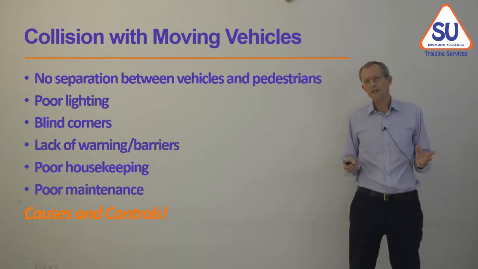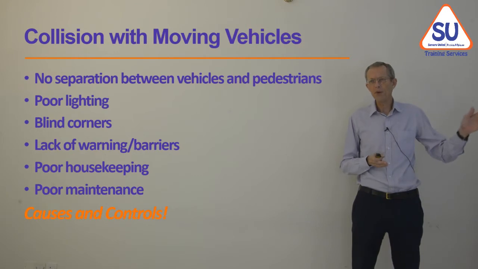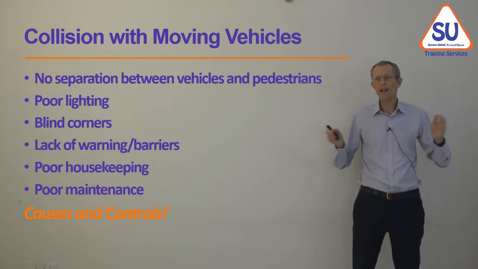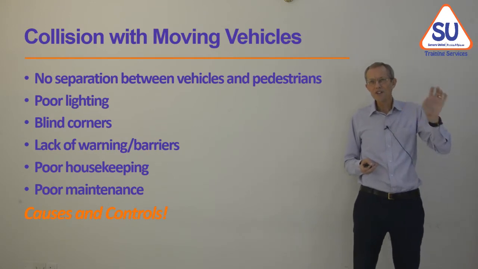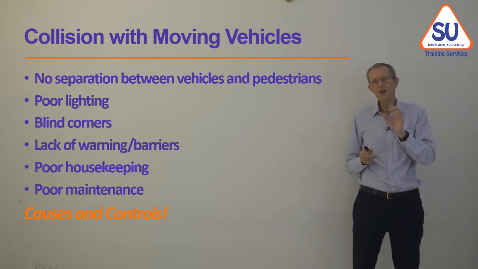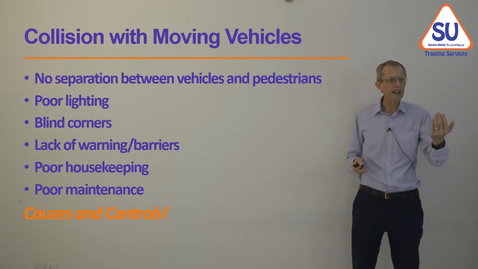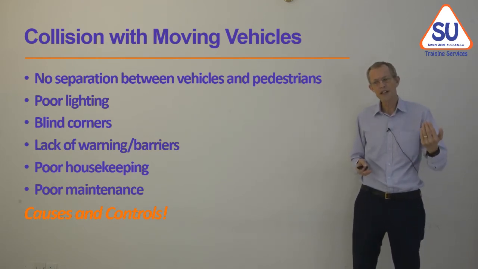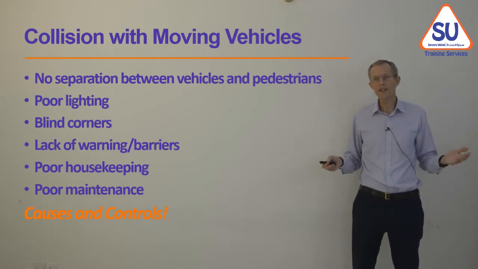Collision with moving vehicles. The key thing is to separate people and pedestrians. People and vehicles. So, if there's no separation, we're at risk. The control is to separate people and vehicles. If there's bad lighting, we're more likely not to be seen by the driver as a pedestrian. So the control is provide good lighting.